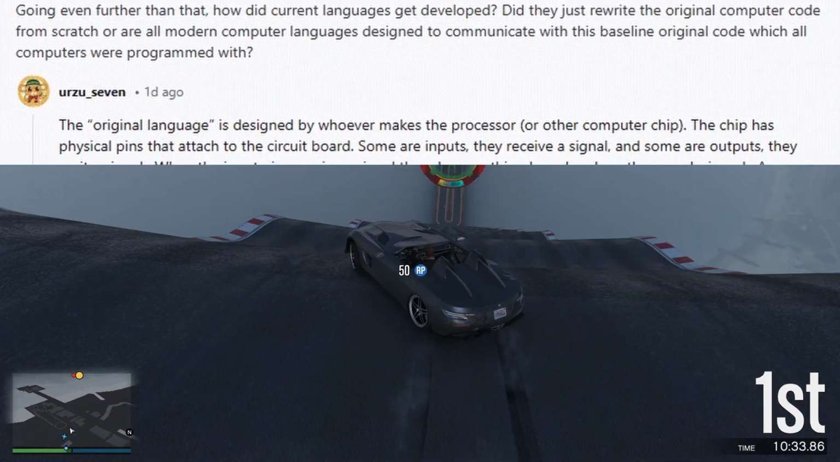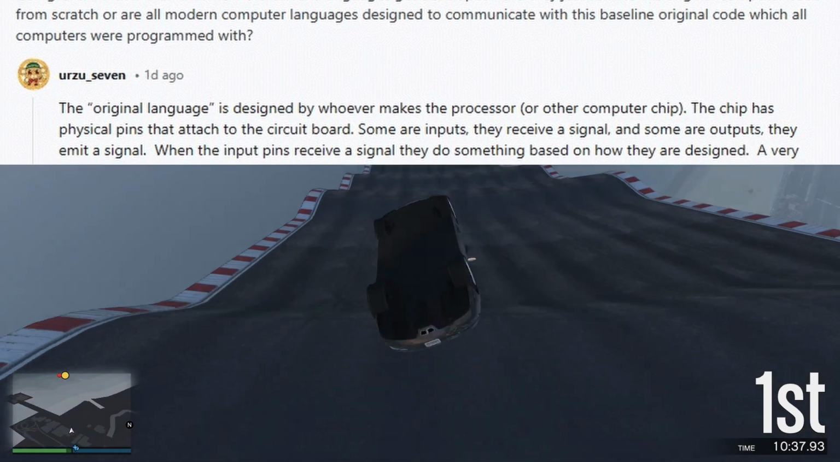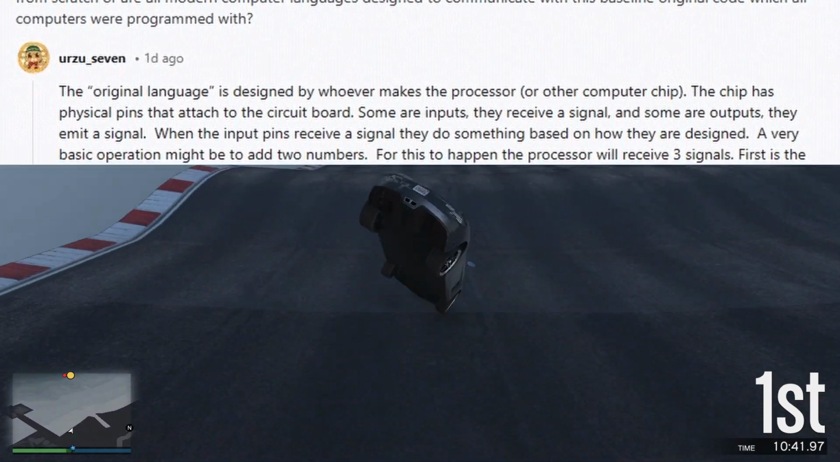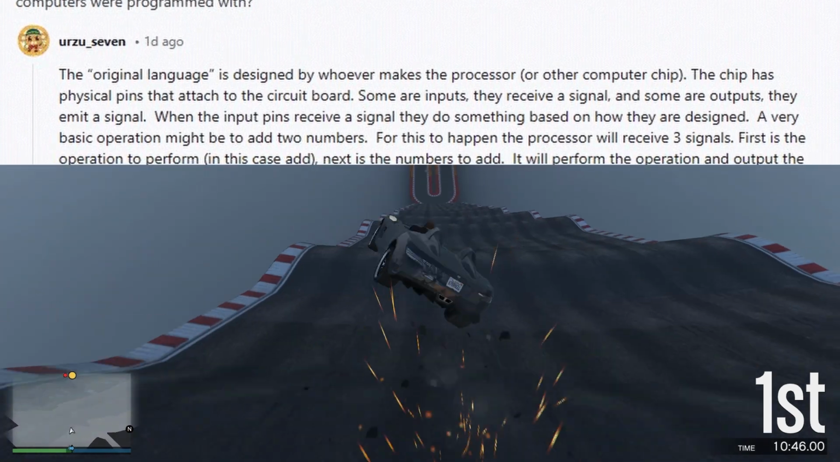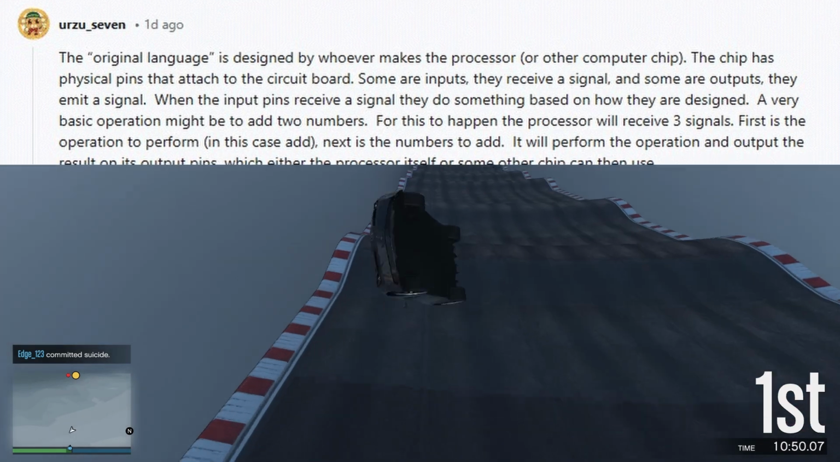The original language is designed by whoever makes the processor or other computer chip. The chip has physical pins that attach to the circuit board. Some are inputs, they receive a signal, and some are outputs, they emit a signal. When the input pins receive a signal, they do something based on how they are designed.